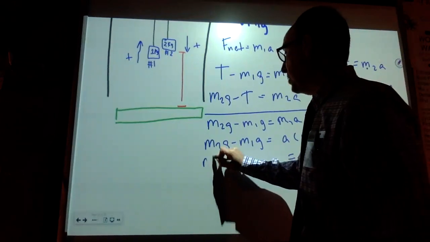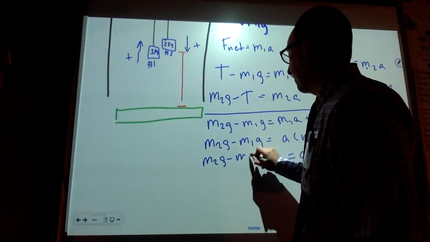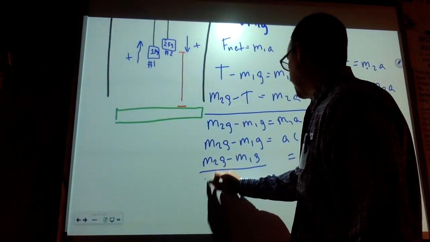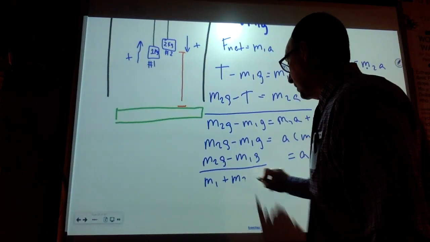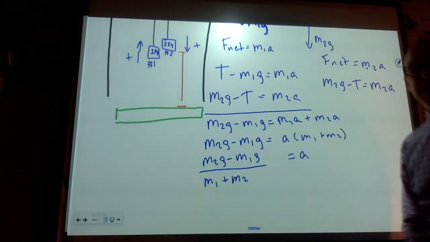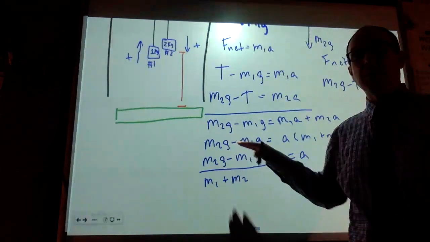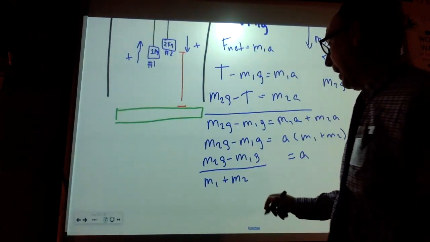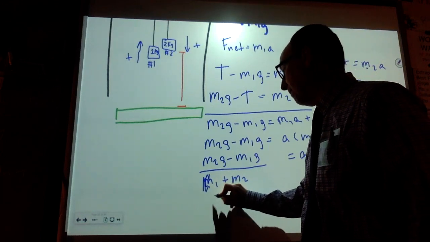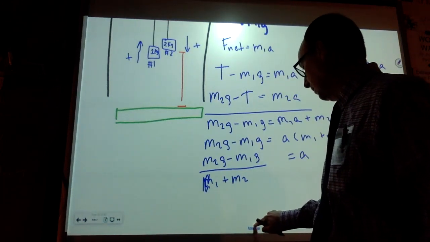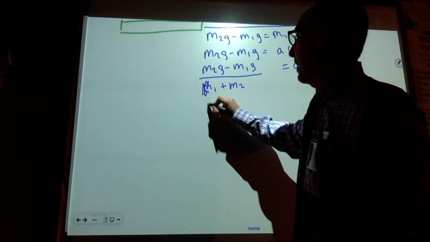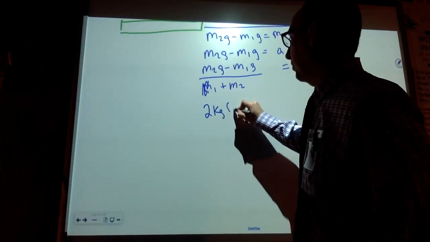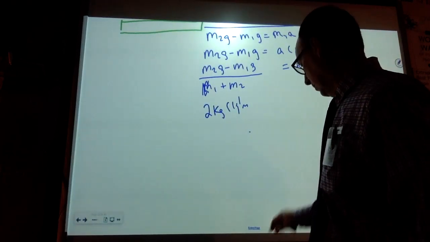So my acceleration ends up being the difference between their weights divided by the sum of their masses. The top of my fraction being my net force, the bottom of my fraction being the total mass. So I chose easy numbers for myself.